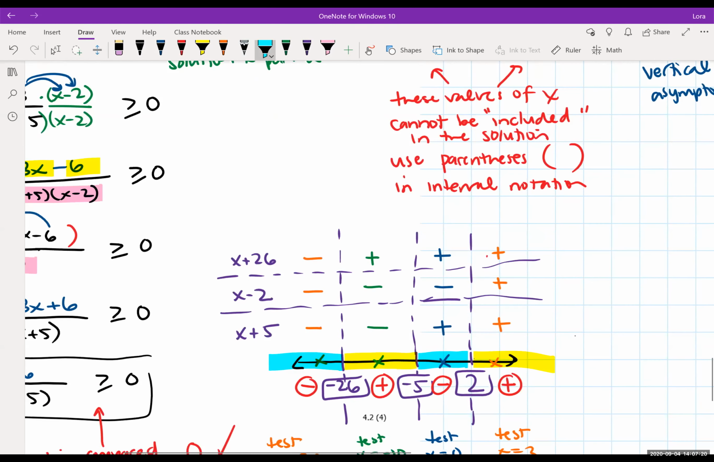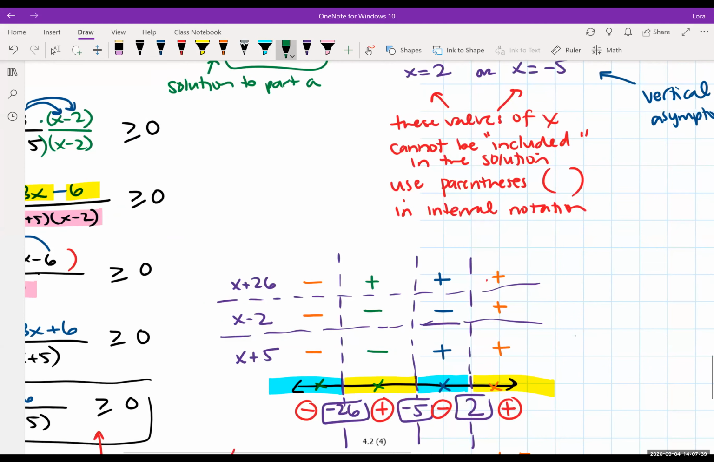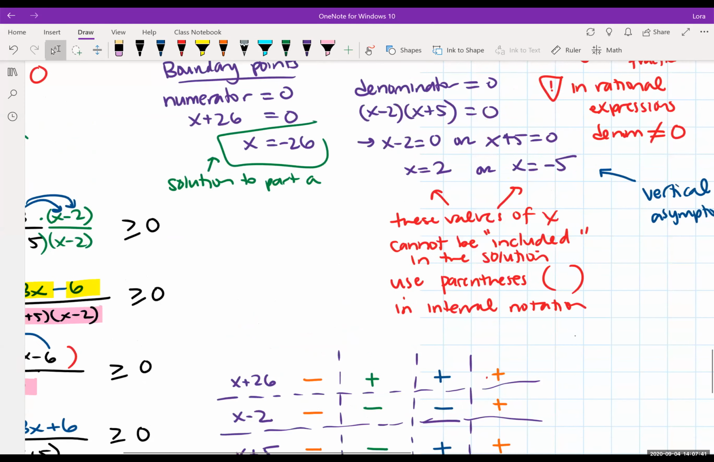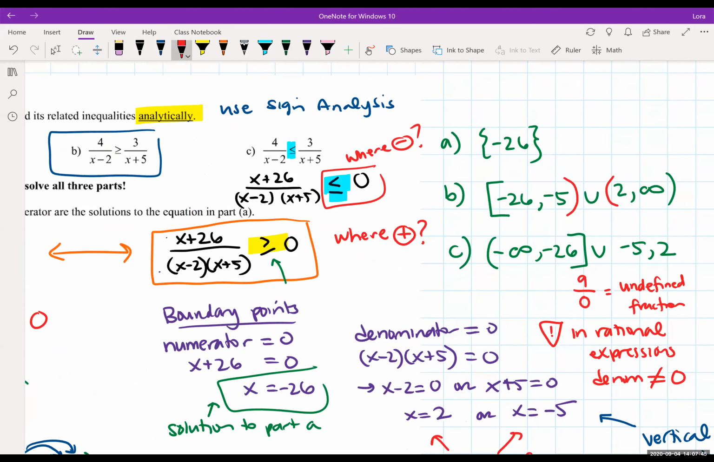Negative infinity to negative 26. Infinities are allowed to have parentheses at all times. Negative 26 is allowed to be included because it's actually a solution. We skip, so we have a union. And then one more time, it's going from negative 5 to 2. So negative 5 to 2. And negative 5 and 2, they made the denominator equal to 0, so we have to use parentheses no matter what.